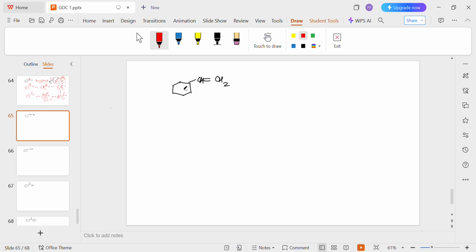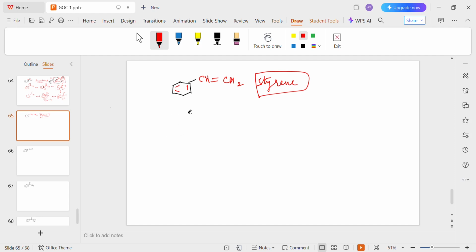Let me draw it again. It is not clear here. So this is CH double bond CH2. There is a specific name for this compound. This is known as styrene. This is used in many polymers. You must have heard about beta-nitrostyrene or beta-chlorostyrene. These are all monomers which you polymerize to get different polymers. Now you have to draw resonance structures and the hybrid of this structure.